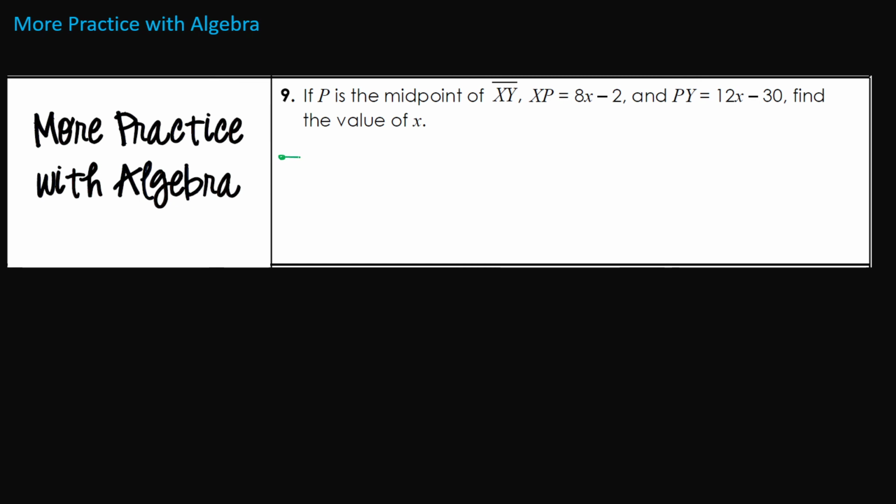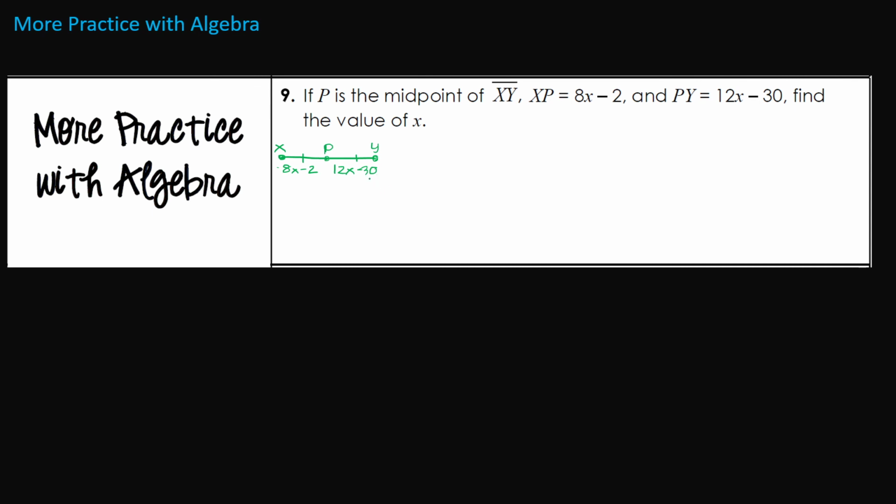I know my whole segment is XY, and the midpoint is P. I know that XP is the expression 8x minus 2. I know that PY is the expression 12x minus 30. And I know that since P is the midpoint, these two portions of the whole segment are congruent to each other. They're the same measure.